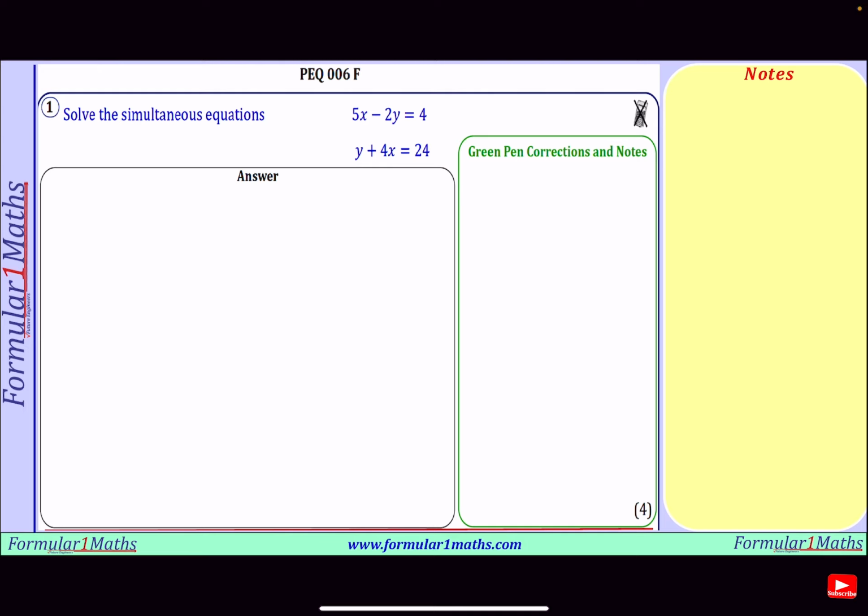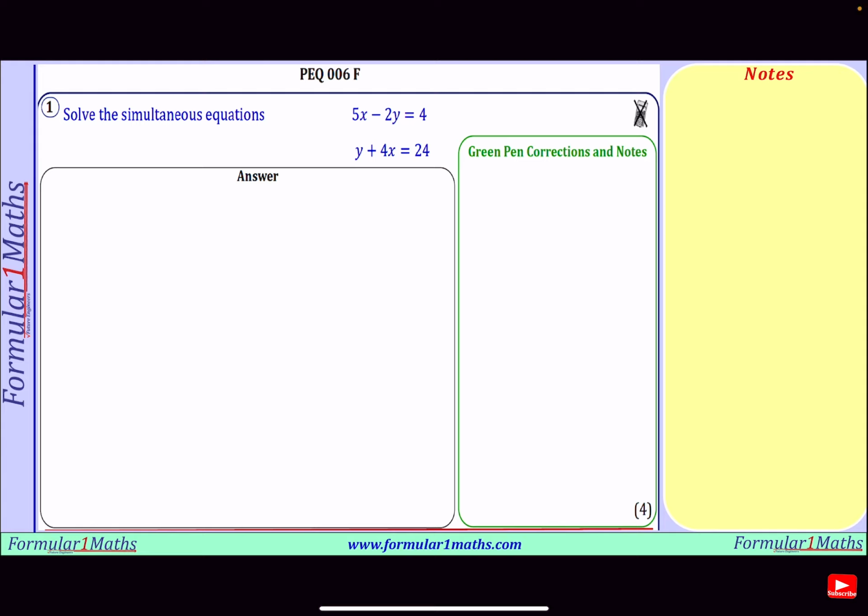We've got 3 questions to answer. The first question is on simultaneous equations. The second question is on the area of triangles and rectangles. And the third question is on angle properties.